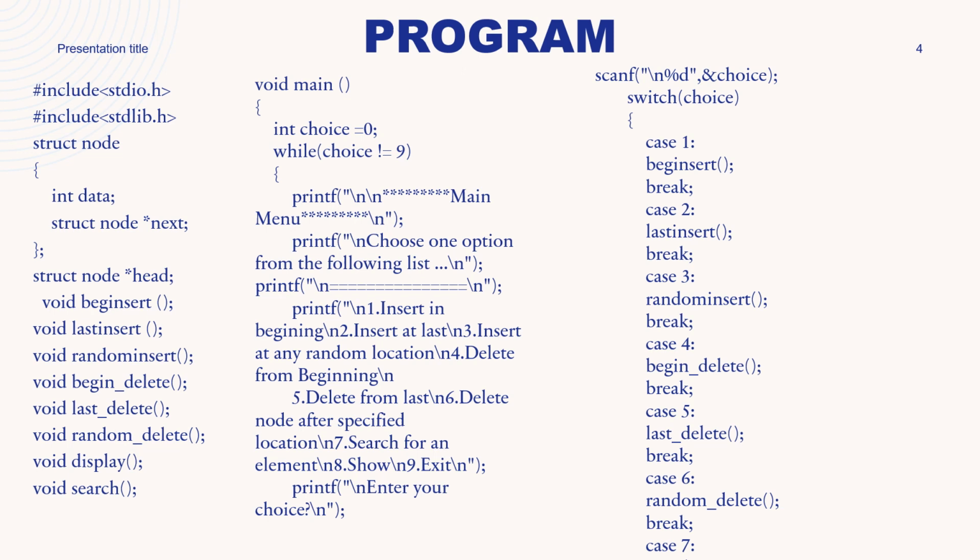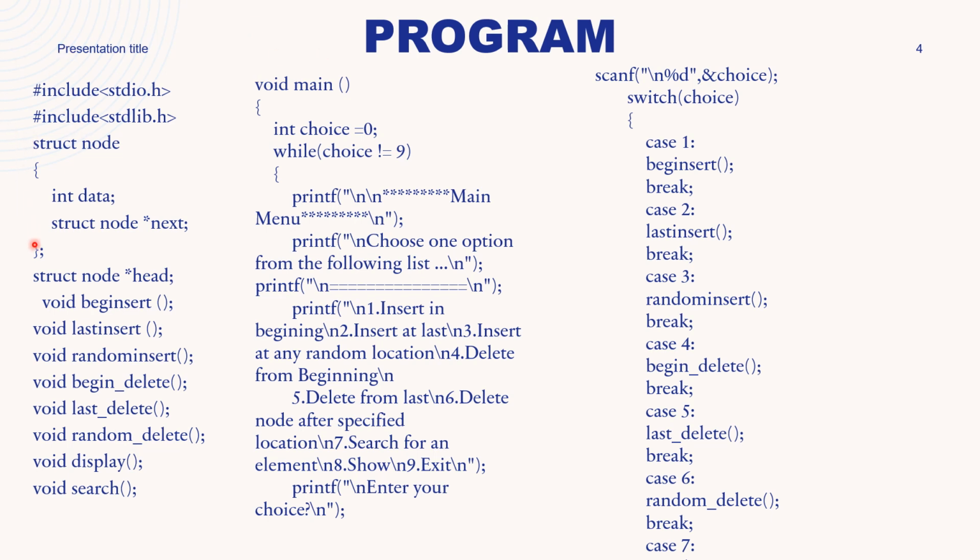So this is a program of the linked list operations where we are getting the program for insertion at the beginning, then insertion at the end, then insertion at any location, then delete at beginning as well as delete at end and delete from any location. So we are looking for this much operation in this program.